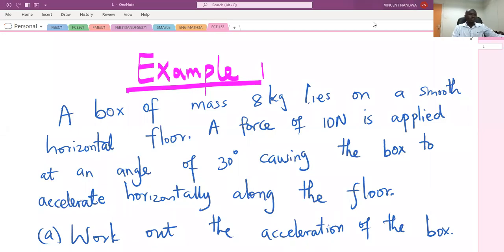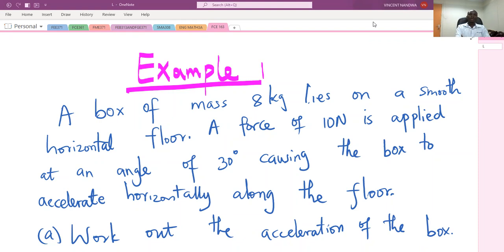Welcome to this session. This session will give the first example on how to resolve forces acting on an object. We have a box of mass 8 kilograms lying on a smooth horizontal floor. A force of 10 newtons is applied at an angle of 30 degrees, causing the box to accelerate horizontally along the floor. So there are two questions.